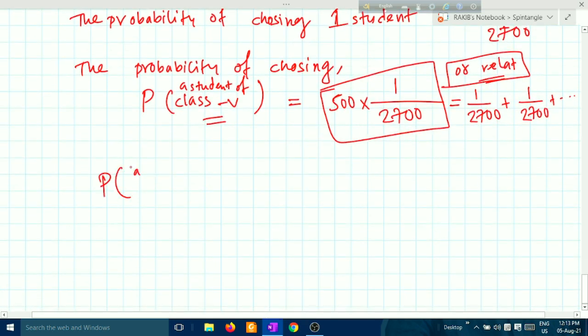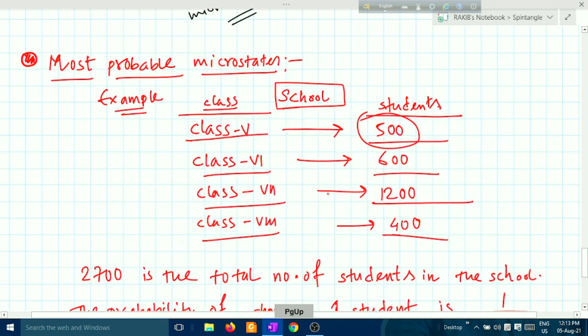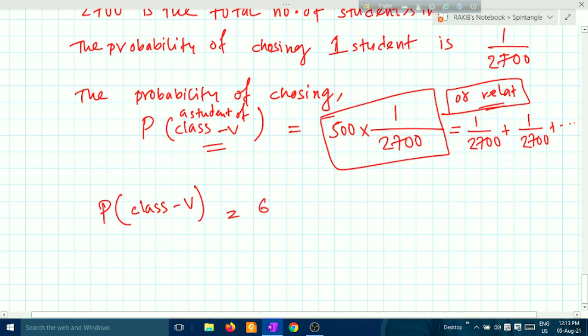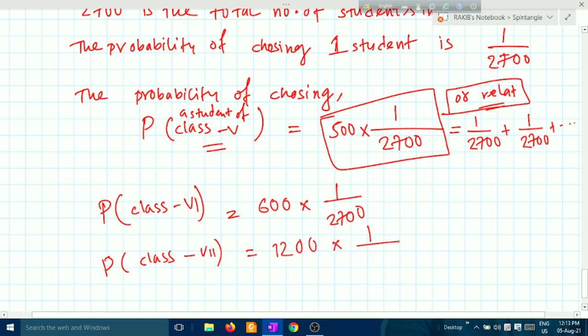Probability of a student of class 6, I am not writing this, you can write it in your copy. How many were the class 6 students? 600, 1200, 400. In this case, it will be 600 times the probability of each student, 1/27. The probability of a class 7 student is 1200 times 1/27. And the probability of choosing a student of class 8 is what? 400, I think so. 400 students times each student's probability.